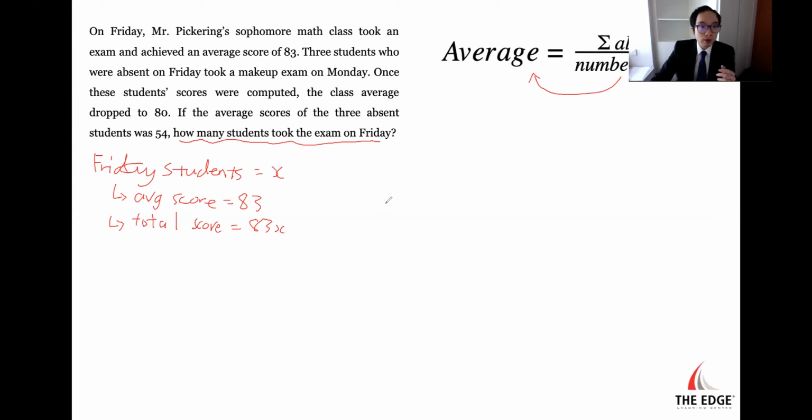So what else do we know? There were three students who were absent. They were absent on Friday and they took a makeup exam on Monday. So we know that there were three absent Monday students, that's what we'll call them, the absent Monday students. There were three of them.